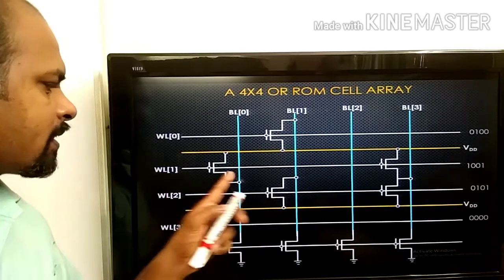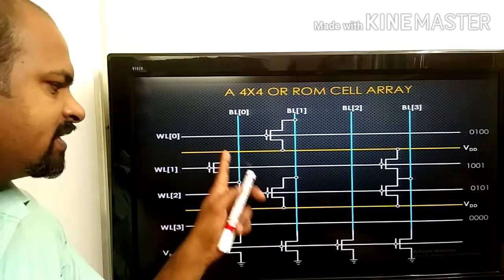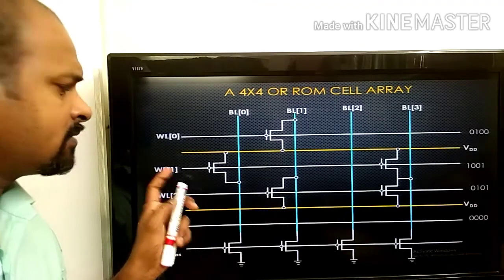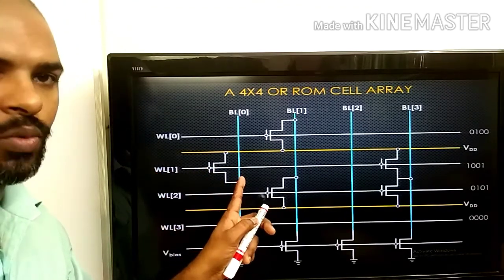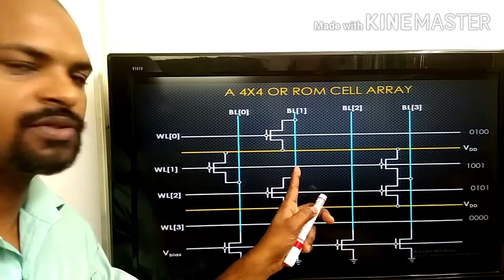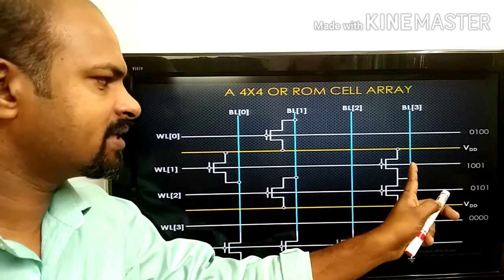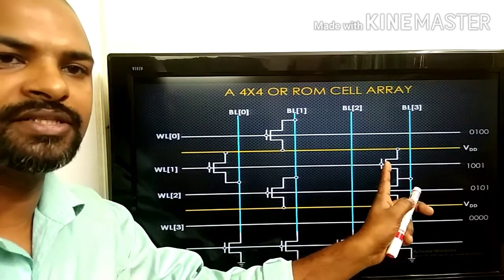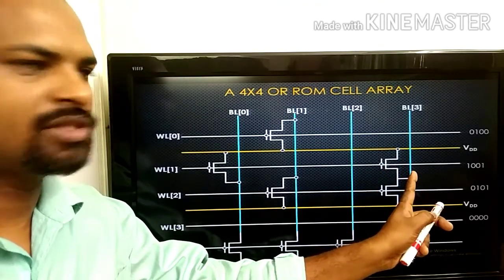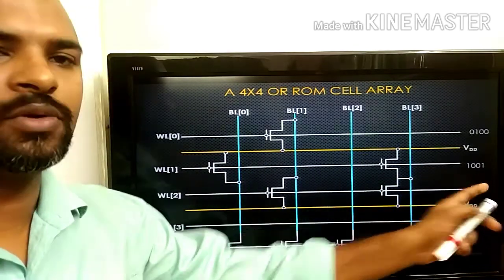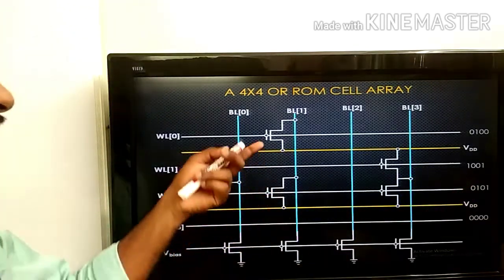So here there is a transistor connected between VDD and the bit line. Whenever we enable WL1, this will turn on and give 1, and here there is no connection, so it will be 0, and no connection, so it will be 0, and here there is a transistor, so there will be a logic 1. So the memory stored here is 1001, and likewise.